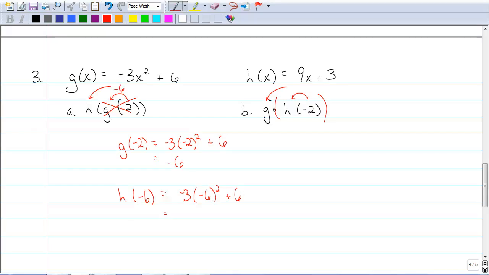So with that, hopefully you understand how to find the composition of functions here. And good luck on your assignment.